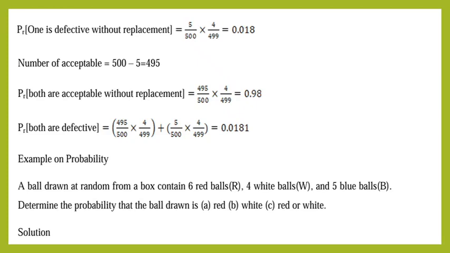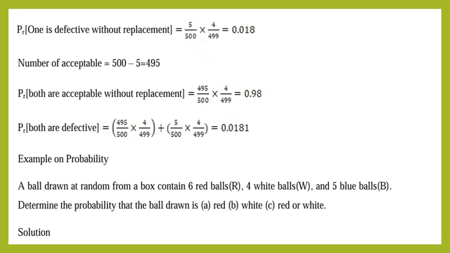Okay, number of acceptable. They say 5 are defective, so we take away 5 from 500, which will give us 495. So the number of acceptable oranges is 495. Then they ask the probability that both oranges are acceptable without replacement. It will be 495, the number of acceptable, over 500 times 4 over 499, which will give us 0.98.